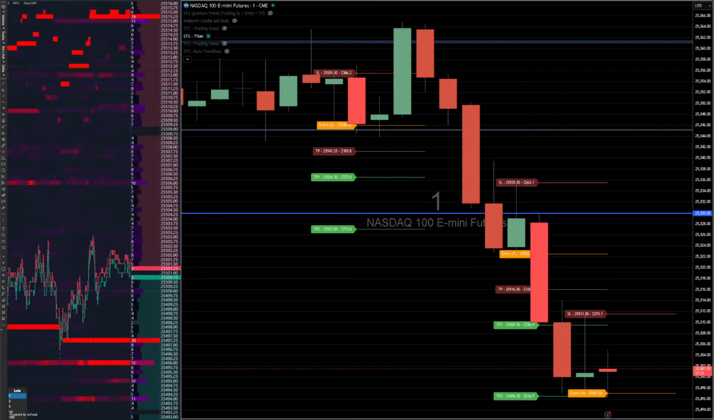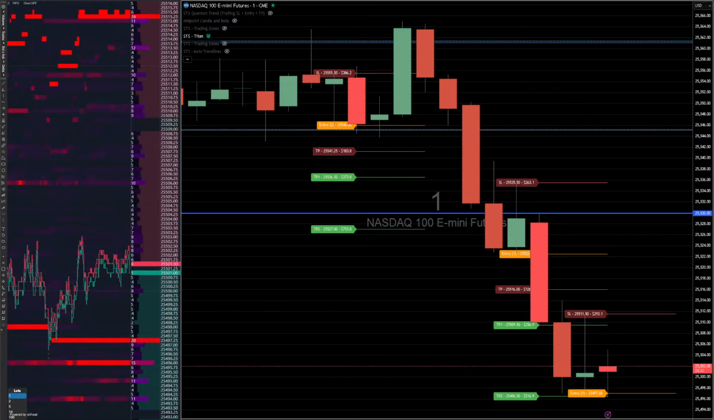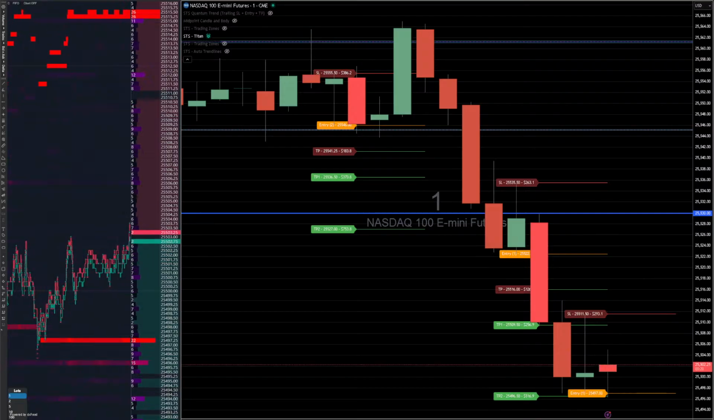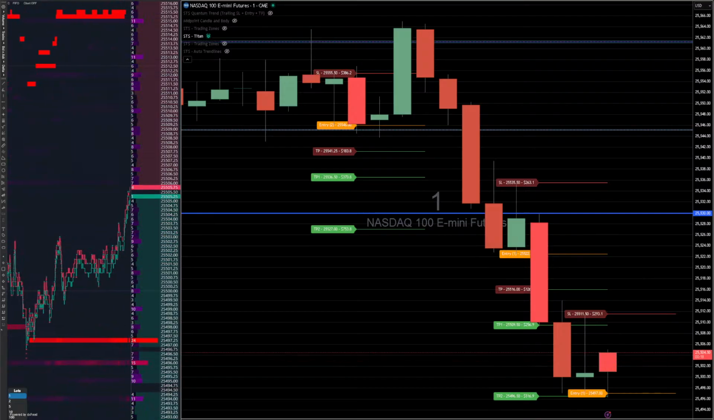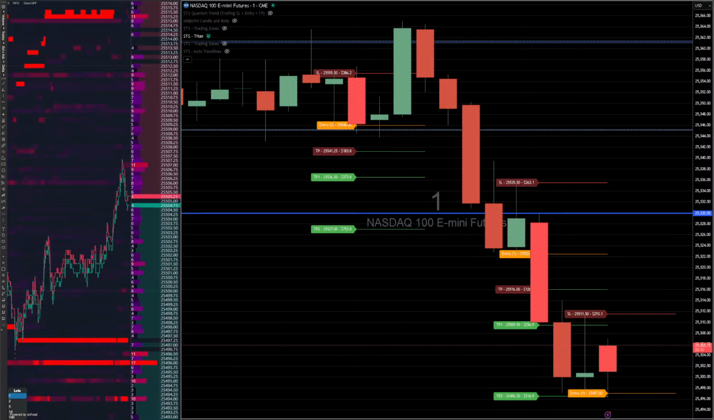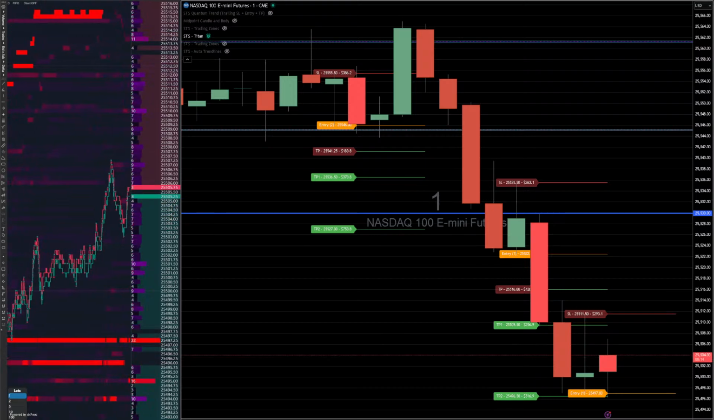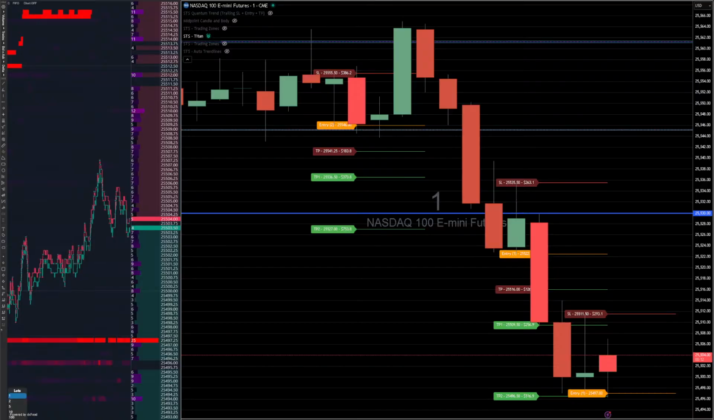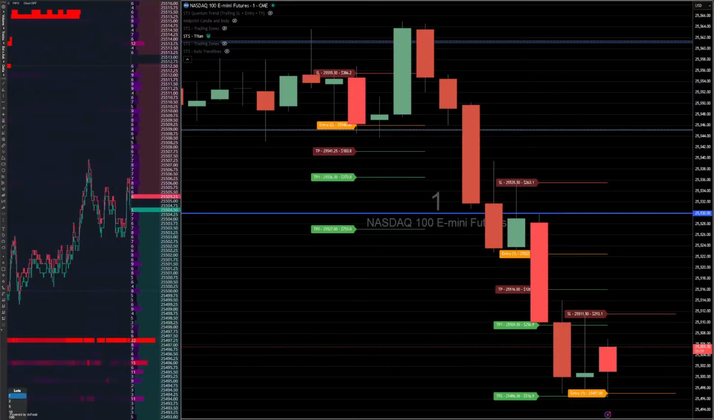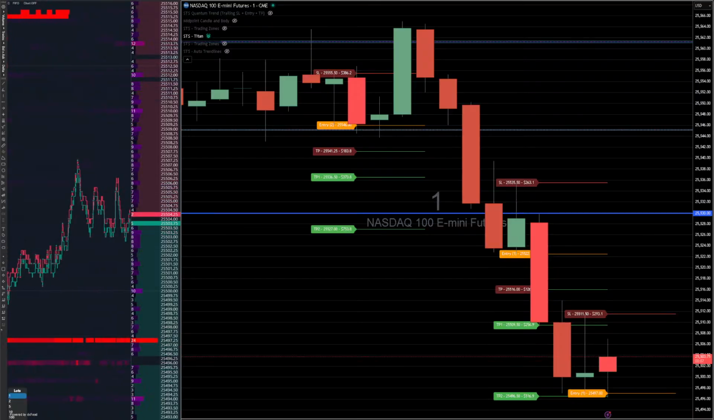Right at 500, we'll see what happens. Oh, aggressive selling started happening on ES, micro ES. These two are out of sync.